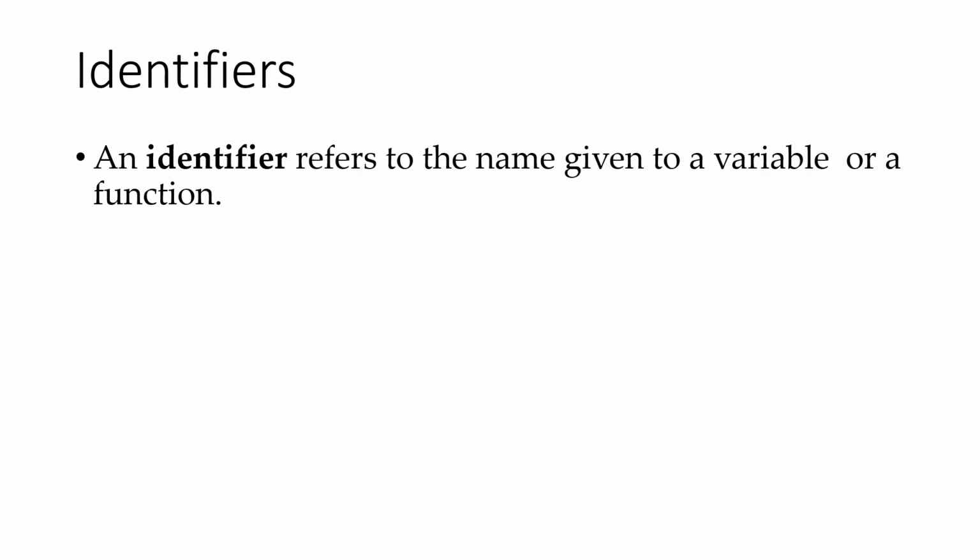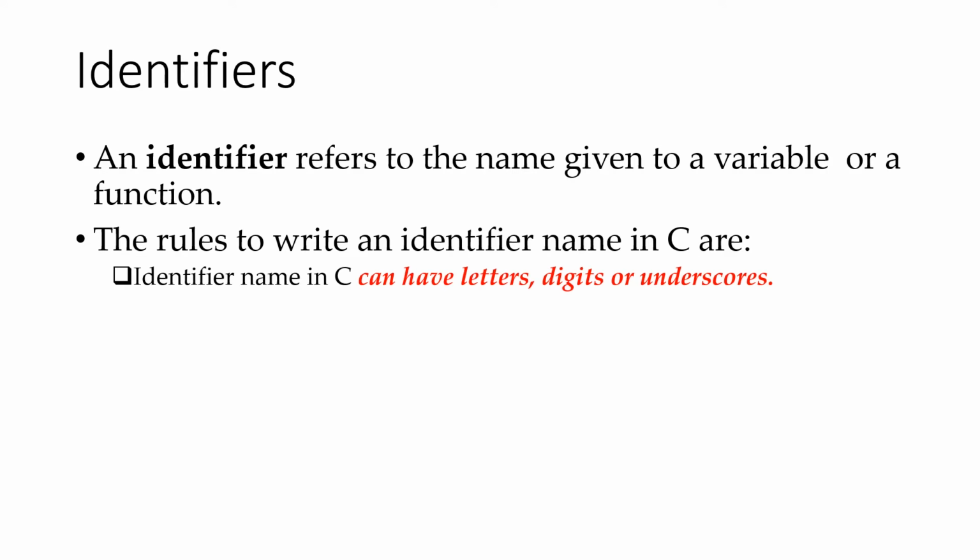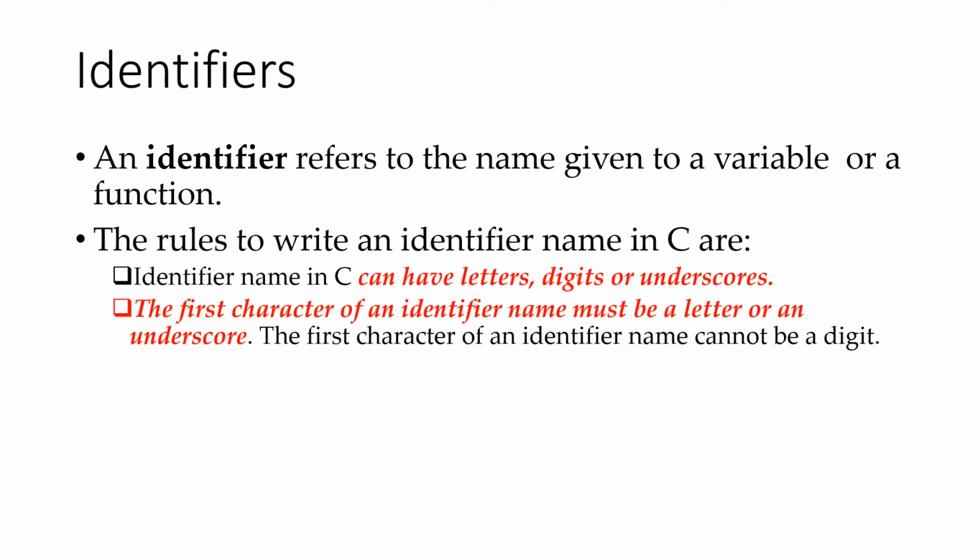Okay. And coming to identifiers, it refers to the name given to a variable or a function. And for giving an identifier, we should remember the following things. An identifier name can have letters, digits, or underscore. Underscore is normally treated as a letter, and because of that, underscore can also be included in an identifier name. Then the first character should be a letter or an underscore. It should not be a digit. The first character should not start with a digit. It should start either with a letter or underscore. And letter means it can be either a capital letter or a small letter.